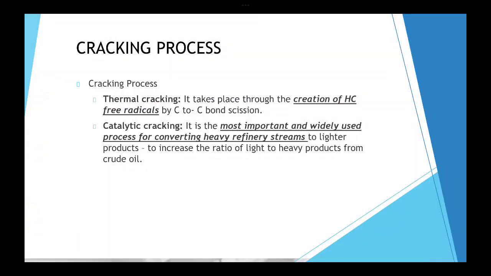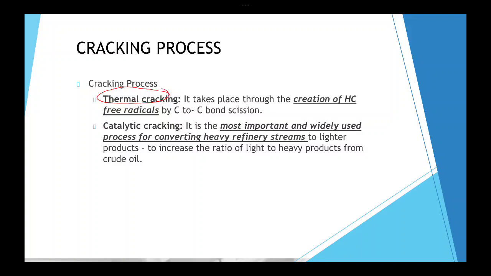Okay, we do have two cracking processes specifically. That's thermal cracking and catalytic cracking. Thermal cracking takes place through the creation of hydrocarbon free radicals by carbon-to-carbon bond scission. Okay, carbon-to-carbon bond scission.